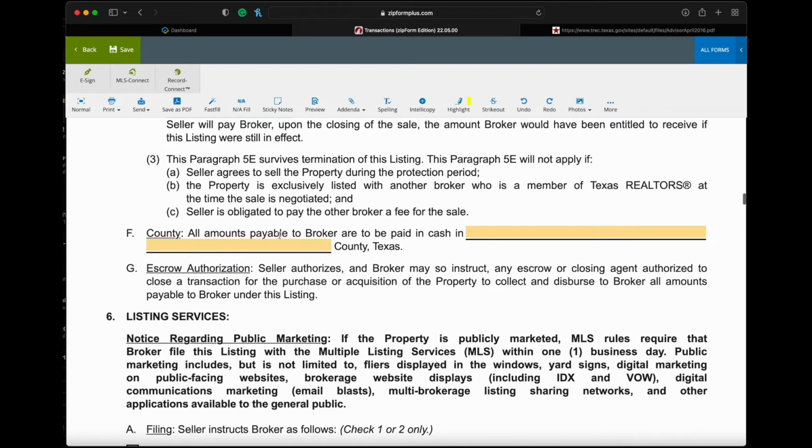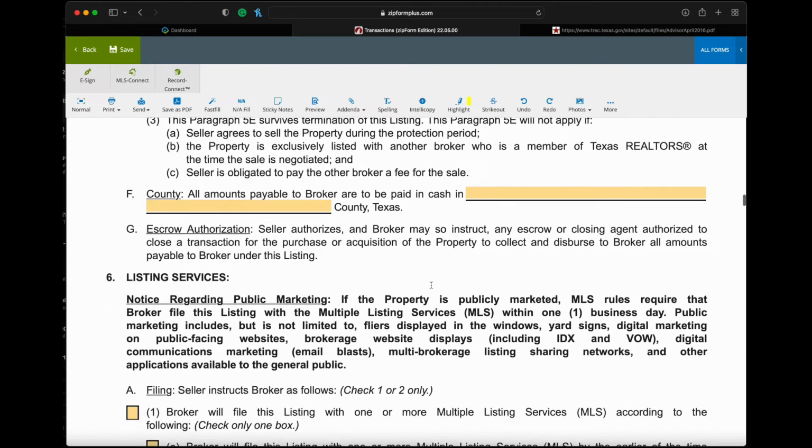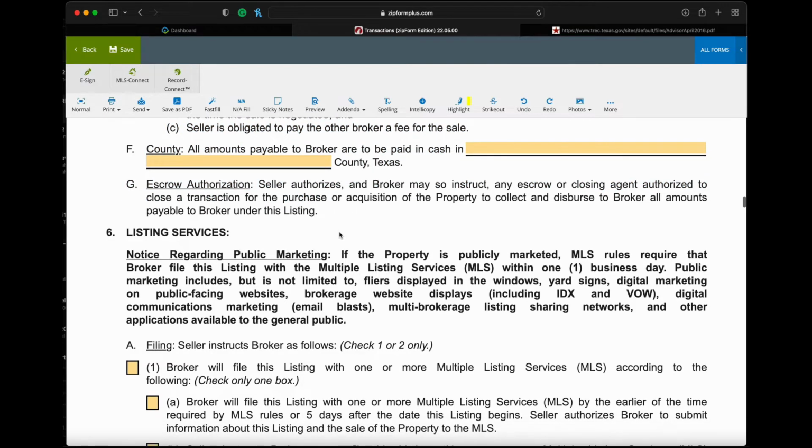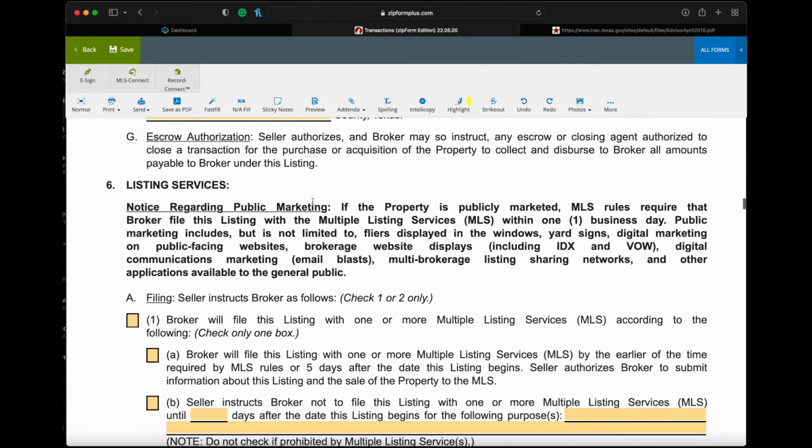In the county, all the amounts payable to the broker are to be paid in cash in El Paso County, because that's where we're at. Very similar to the buyer's representation agreement. Escrow authorization instructs the title officer to disperse the payments, so they don't come back at you saying, oh, the title is giving you a check, I thought I was supposed to. This is very self-explanatory.